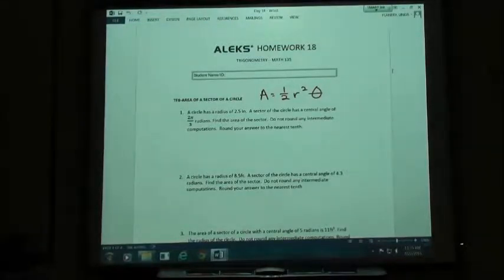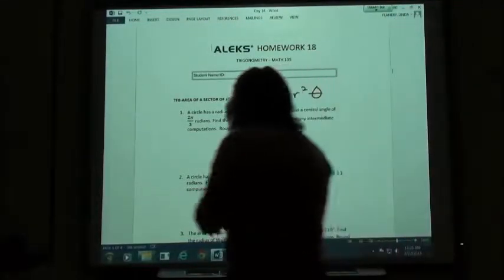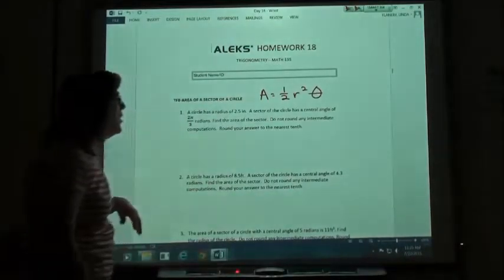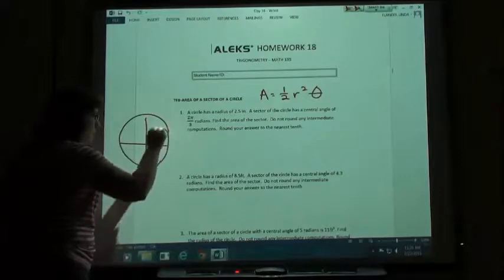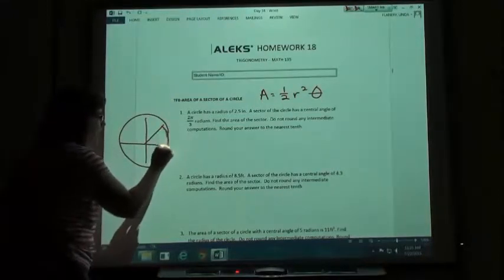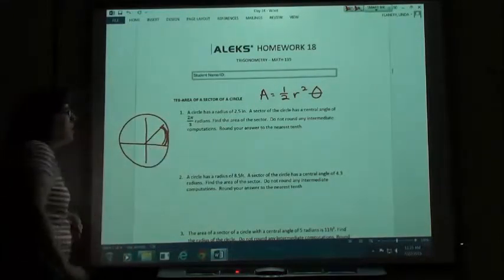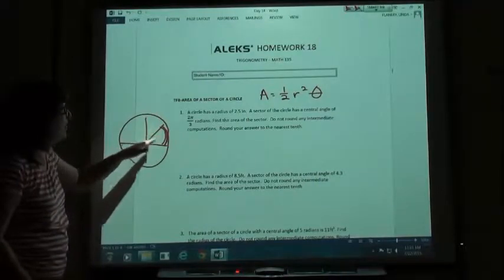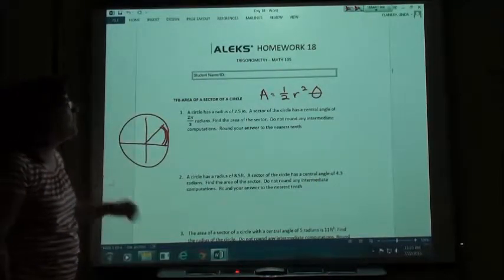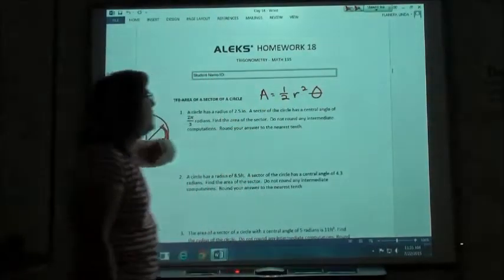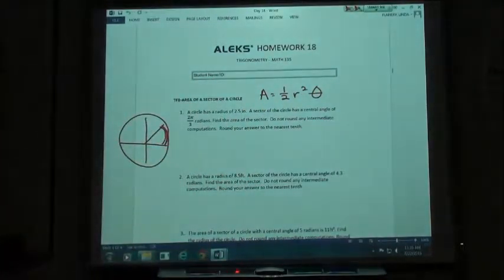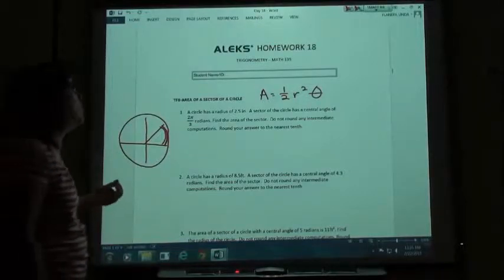All right, so homework 18 starts off with the area of a sector of a circle. When we had that circle, I was finding the arc length. Now what we're going to do is find the area in there. The formula for the area is 1/2 the radius squared times the measure of that central angle, and again the central angle needs to be in radians.